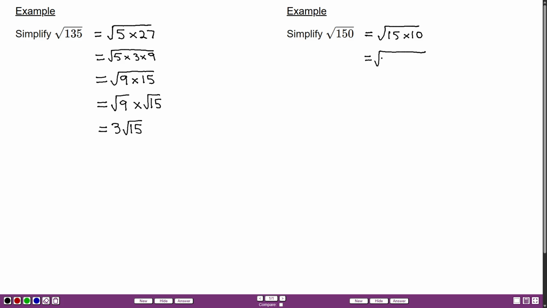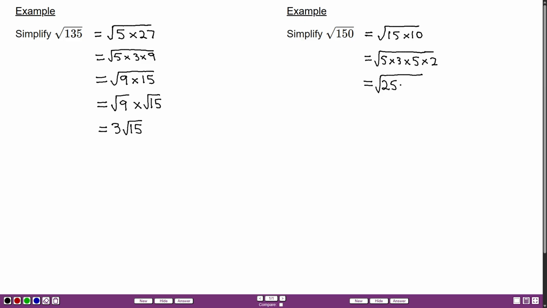So 15 is 5 times 3. And 10 is 5 times 2. So when you've broken it down into its factors, then you can see that we've got at some point 5 times 5, which will give us 25, which is our square factor. So I'm going to rewrite that again. So that's going to be the square root of 25. I've taken my two 5s.